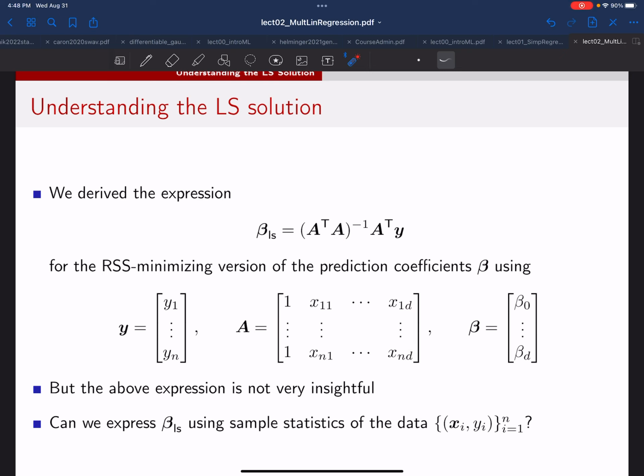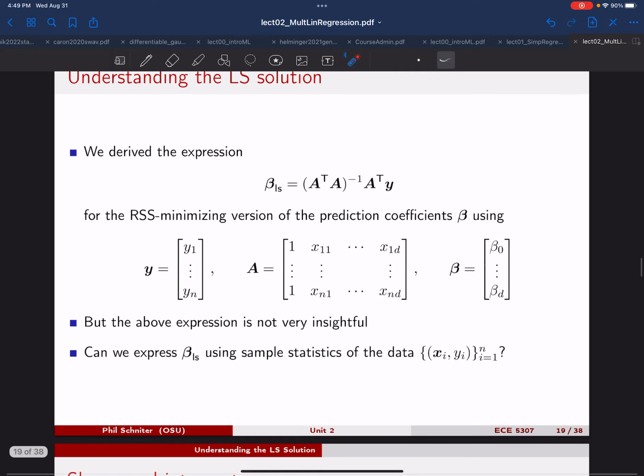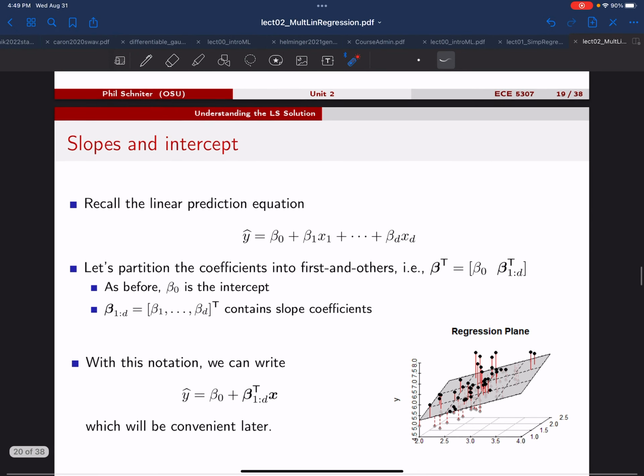For example, you might ask the question, well, last unit we also derived a beta that would hold if I have one coefficient, but it's not at all clear how that expression is the same as this expression, even if we only had one coefficient, one feature. So can we do something? Can we rewrite this in a way that is more interpretable? And the answer is yes. And we'll learn a few things along the way.